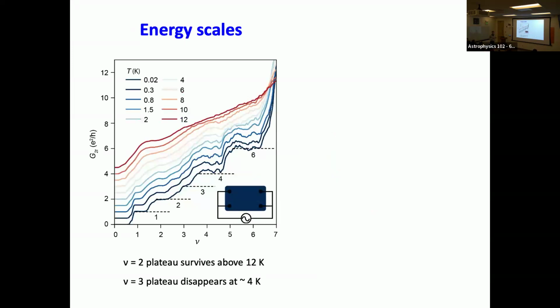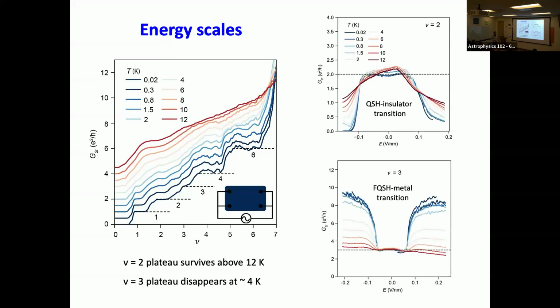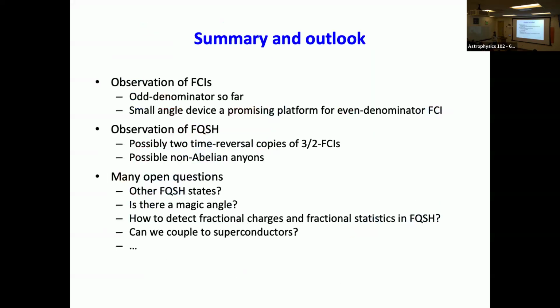So it's consistent with the quantum spin Hall insulator also. Finally, the energy scale of these states: you can just warm it up and see when the plateau vanishes. For the nuclear state, it's actually very robust. It survives to about 12 K. And for the nuclear 3, it disappears between 3 to 4 Kelvin. So this gap size is a relatively small gap. You can also look at the topological phase transition driven by the electric field. I think I'll just skip that for the interest of time.